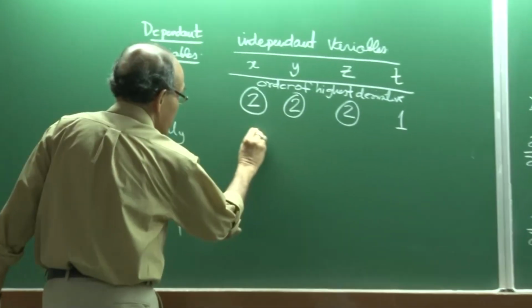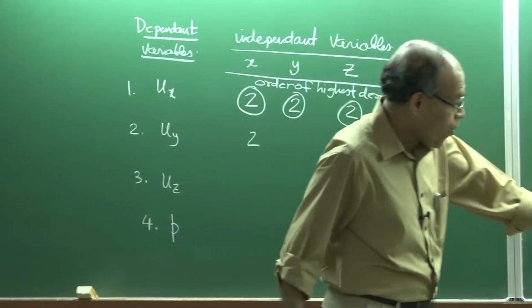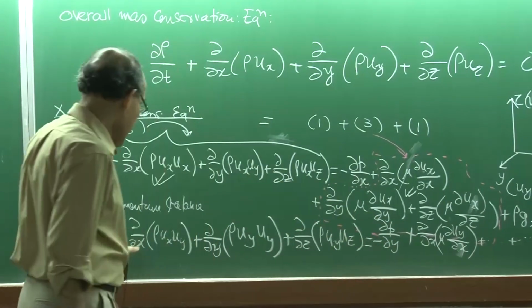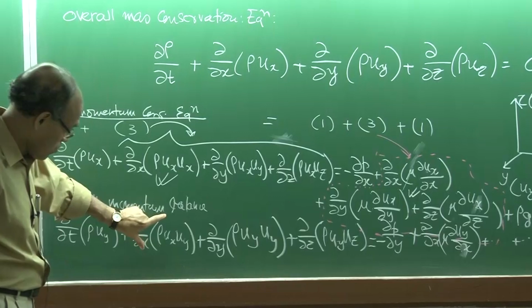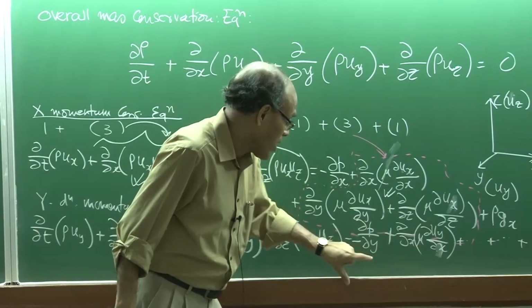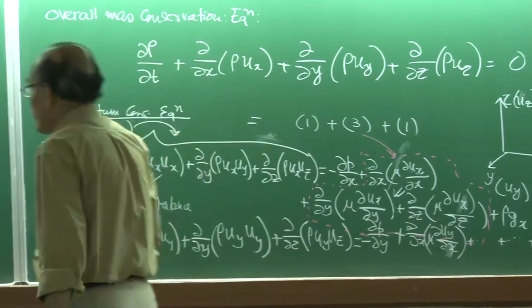Similarly, if you go to y, we will find that for y also it is the same thing. The second order derivative, along the x direction the order of the derivative is 1, and the order of the derivative along x is 2. So, therefore, we have 2.